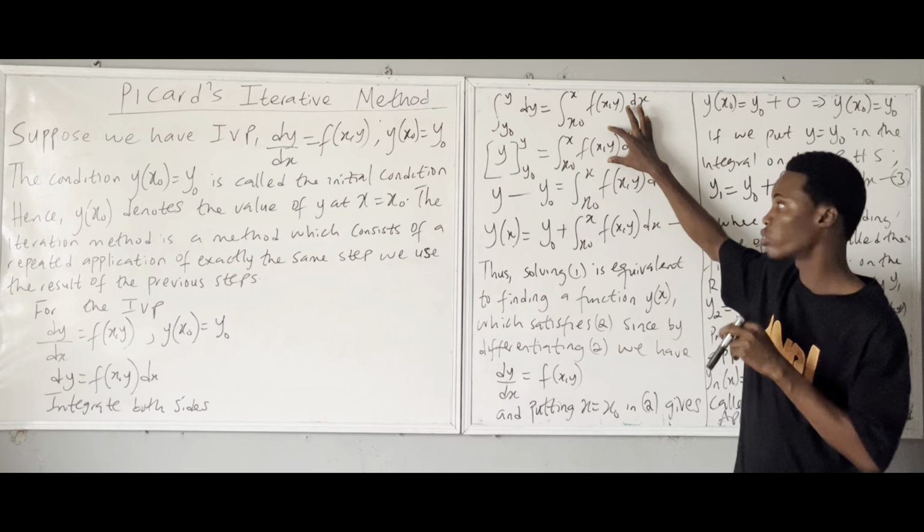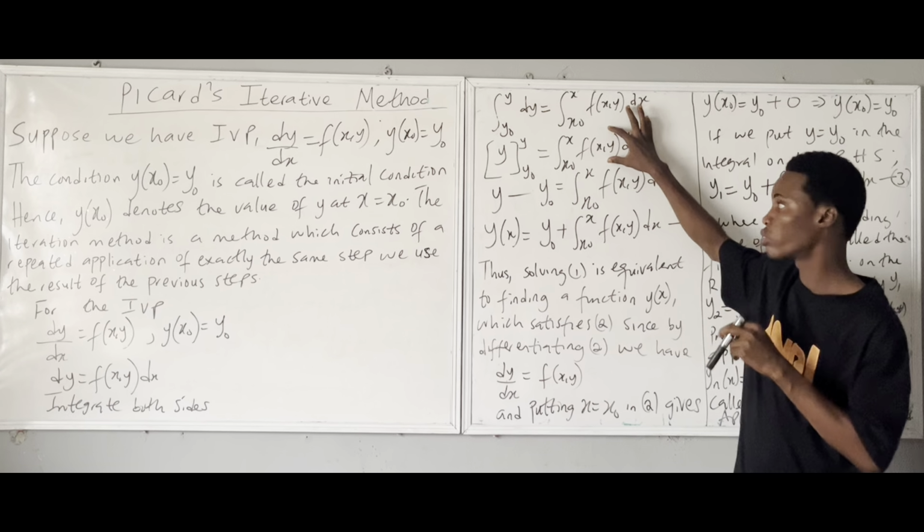So from here, we have y of x. The reason we have y of x is because y is the corresponding value of y of x. So y(x) is equal to y0 plus the integral. How do we arrive at this? I take my y0 to the right hand side, like this plus this. So we have this, thus solving the equivalent. I make this one equation 2. This one is already equation 1.